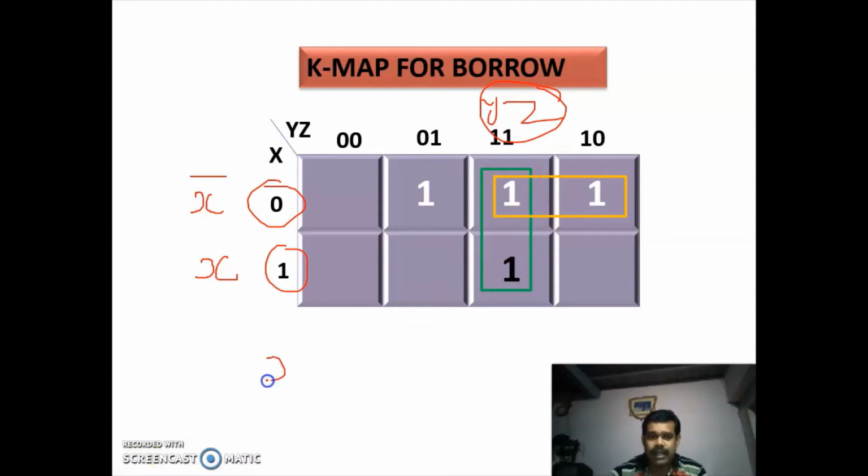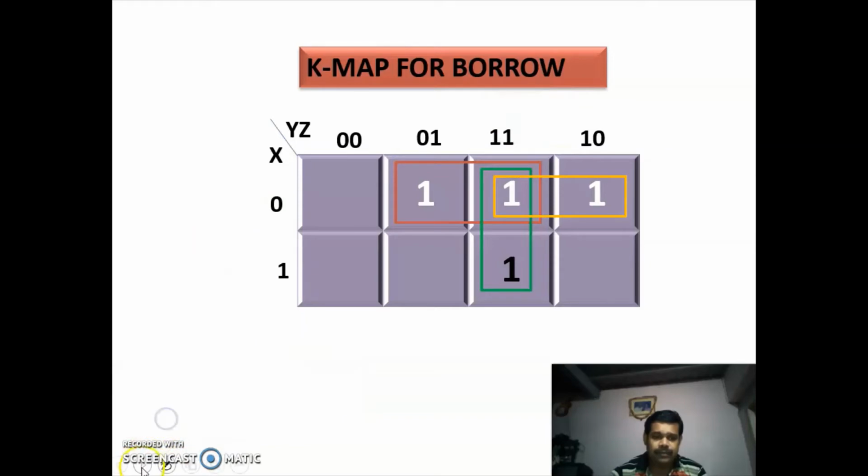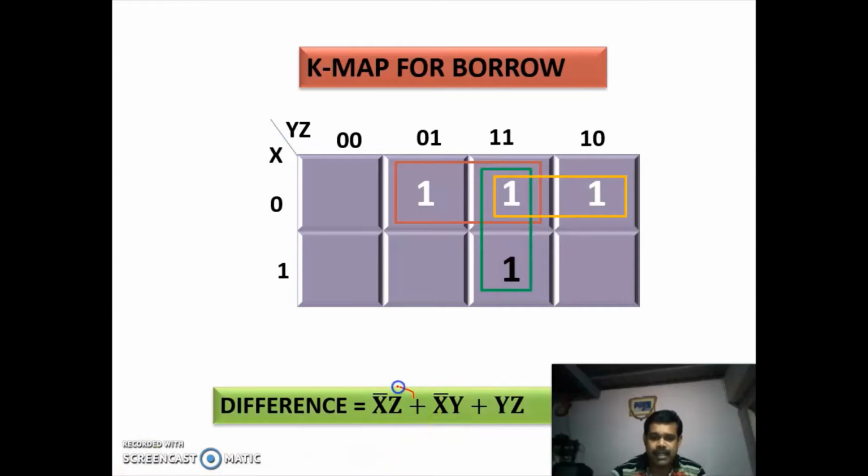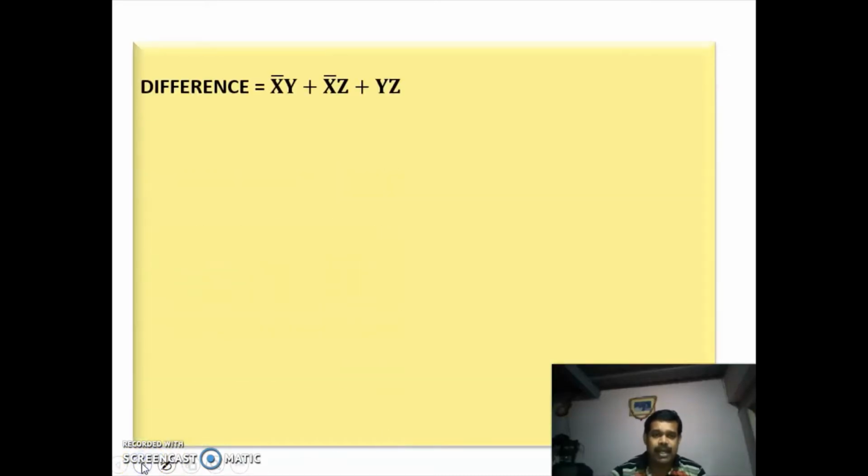For the next one, x bar y. For the next one, x bar z. So these are the expressions: x bar z, x bar y, and y bar z.